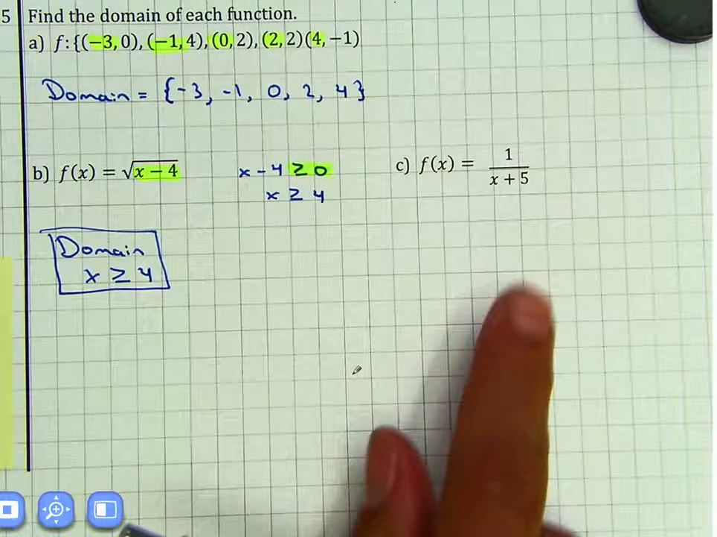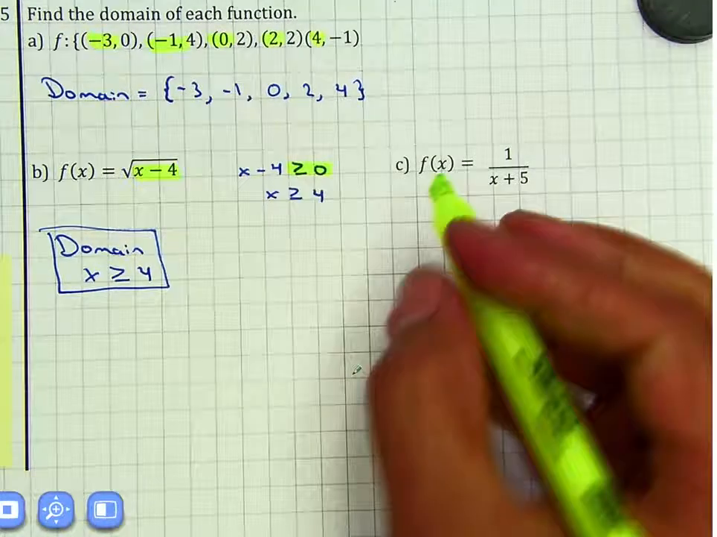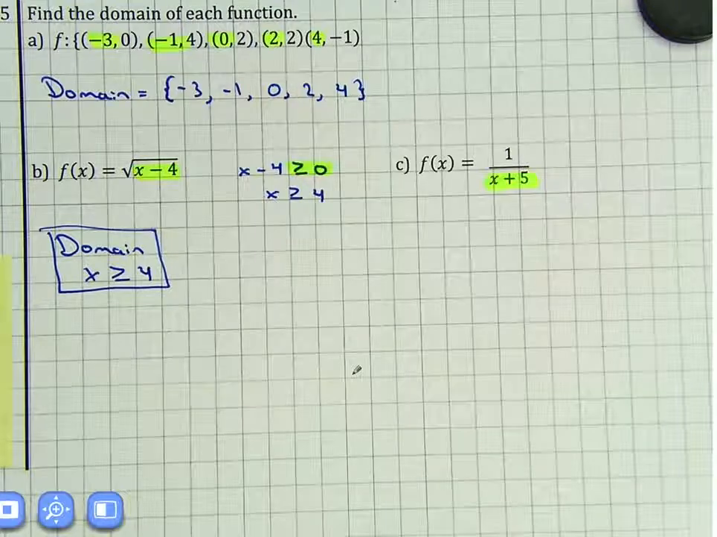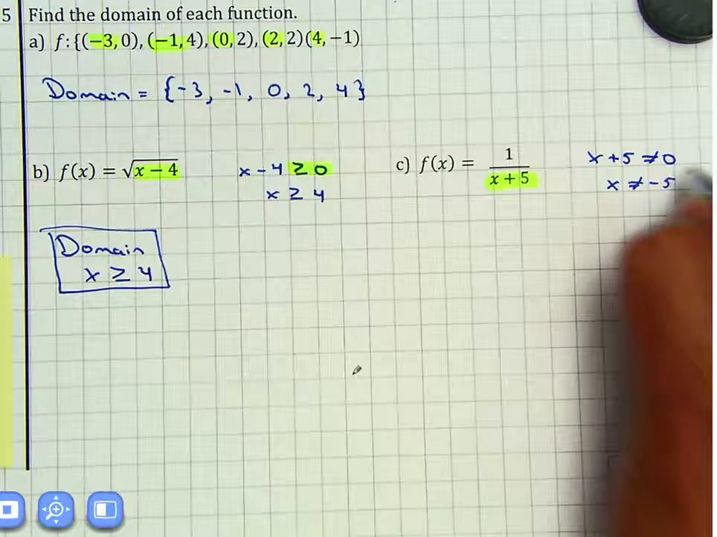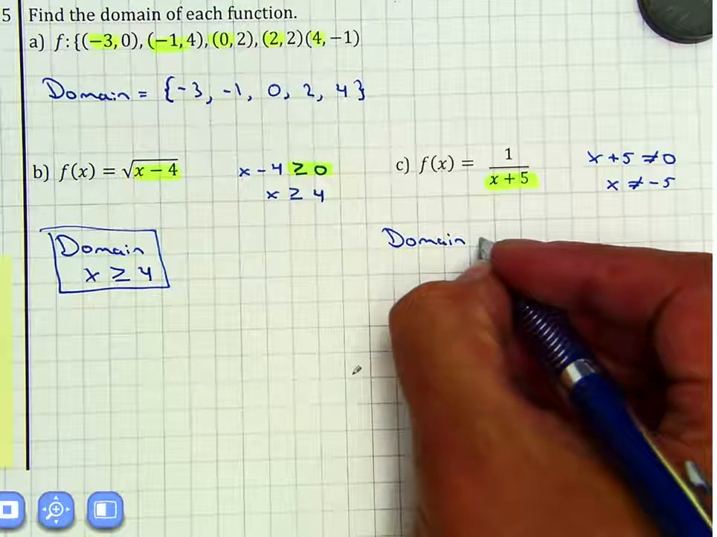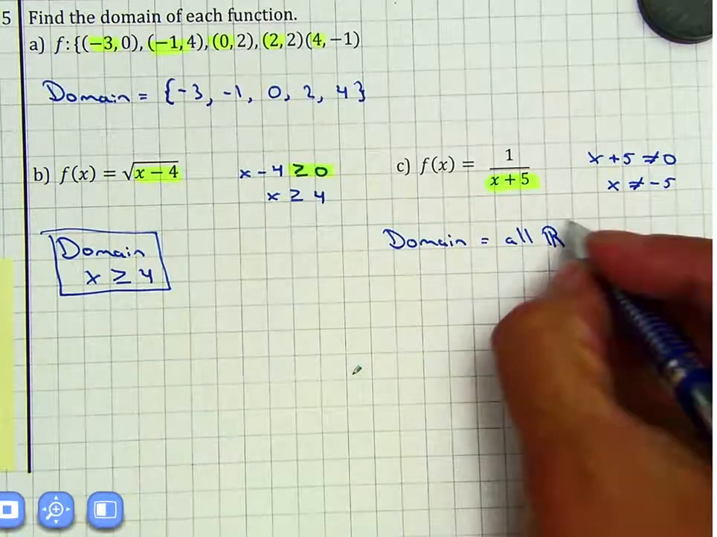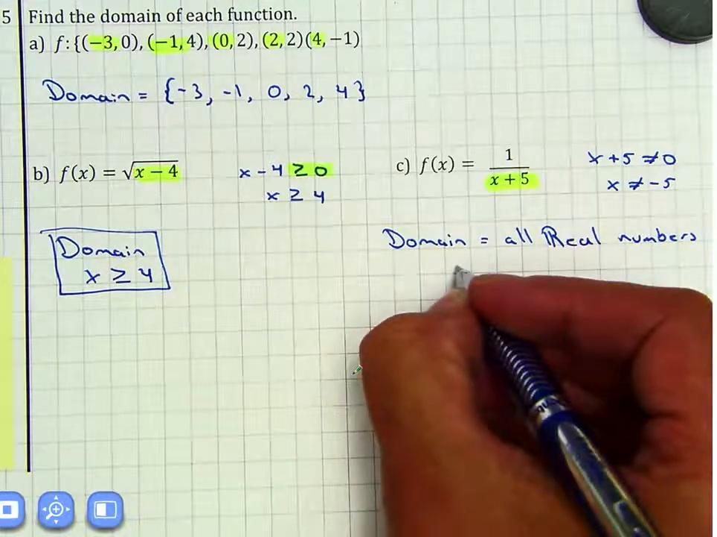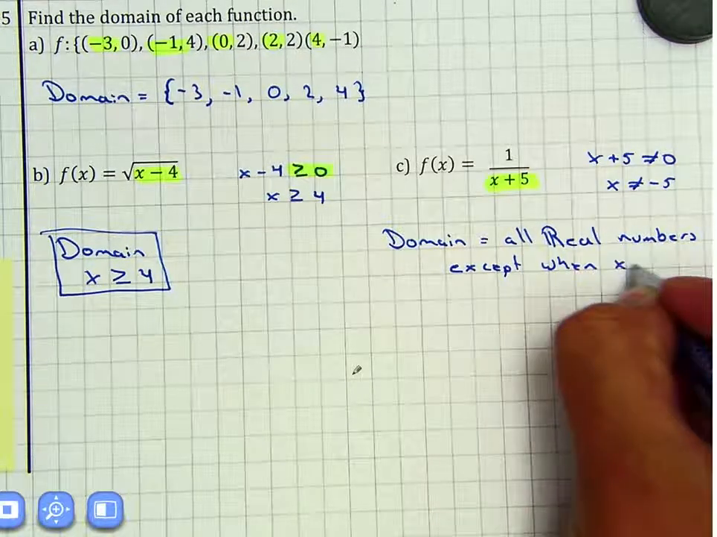And how about whenever we have a rational equation? We know that your denominator cannot be 0. So you'll be all real numbers except for when your denominator is 0. Therefore x plus 5 cannot be equal to 0, so x cannot be equal to negative 5. So your domain will be all real numbers. You can just give me the R if you want, or you can write down the entire real numbers except when x equals negative 5.